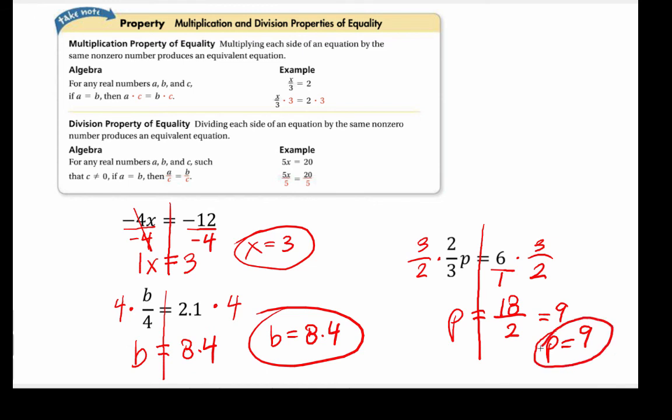And again, any one of these solutions, we could test them by putting them back into the original equation for x or p or whatever our variable is, and we should get a true statement when we work out both sides. So that's how we solve one-step equations.